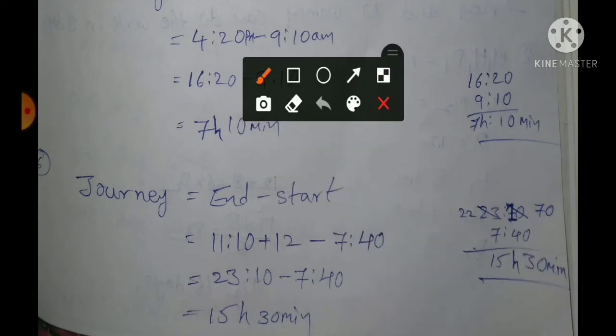So see here how I'm subtracting time. Here 23 hours 10 minutes minus 7 hours 40 minutes. That's why I'm converting 1 hour from this 23 to minutes. Now 23 will become 22 hours and this 10 will become 70 minutes, because that 60 is added to these minutes. Okay, now 70 minus 40 is 30 minutes, 22 minus 7 is 15 hours. So that journey time is nothing but 15 hours 30 minutes. Okay.